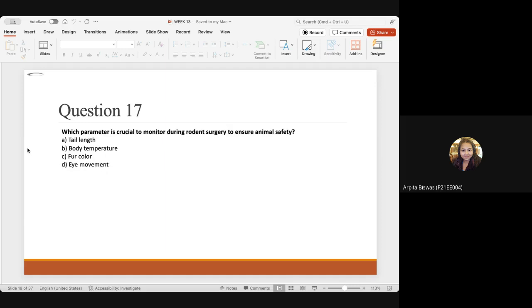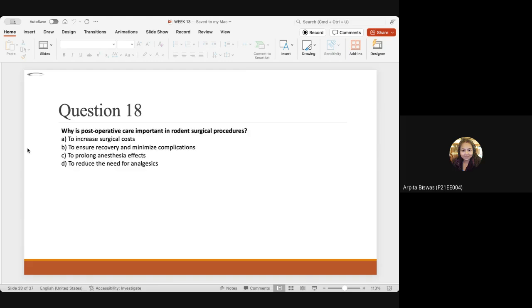So next, question number 17. Which parameter is crucial to monitor during rodent surgeries to ensure the animal's safety? First is tail length, then body temperature, fur color, eye movement. B, ma'am. Yes, body temperature. So next, question number 18. Why is post-operative care important in rodent surgical procedures?